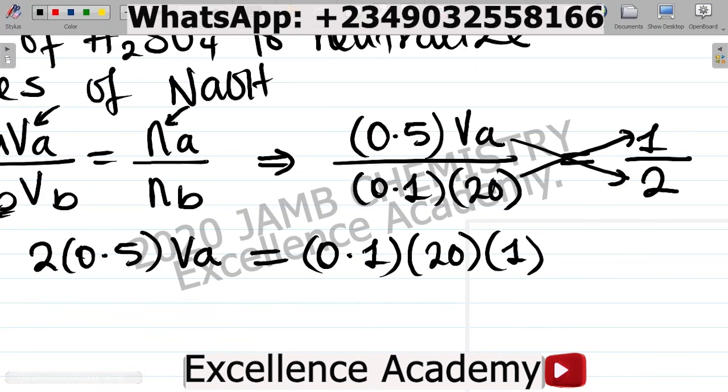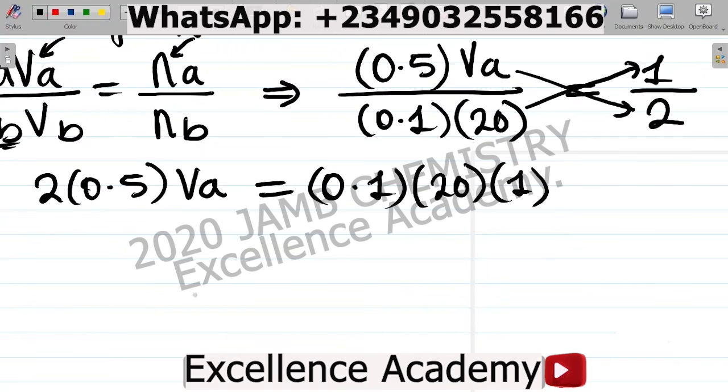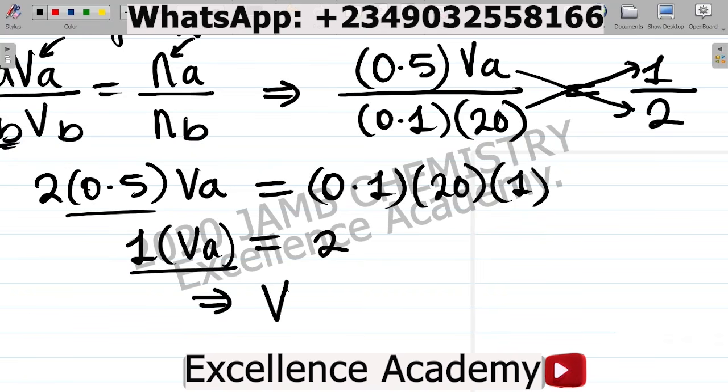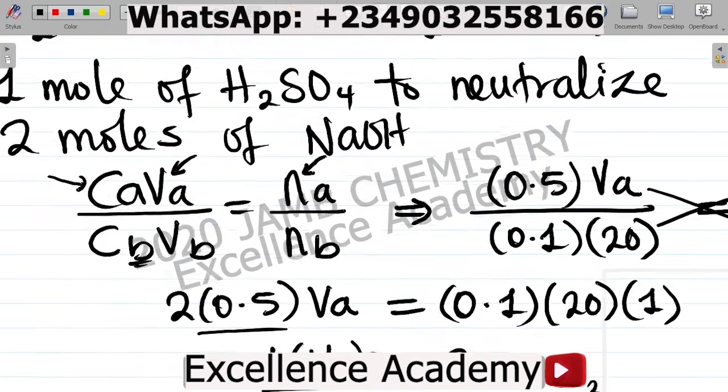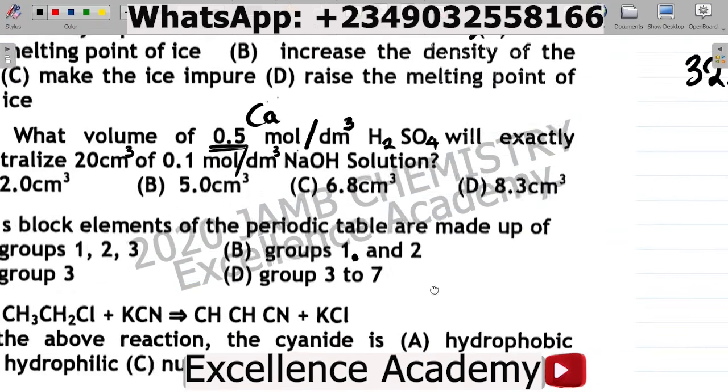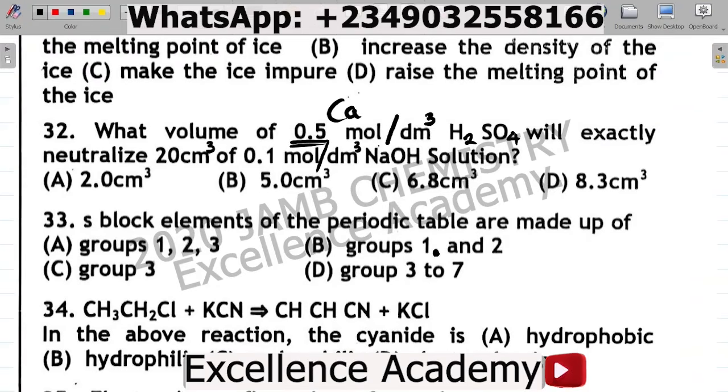All right, let's input these values. What do we have here? Of course, 2 times 0.5 is 1. So 1 times Va is equal to 0.1 times 20 is 2. 2 times 1 is 2. From here, we'll have that 1 times Va, volume of acid, is equal to 2. Using your units there, 2 cm cube. So let's see which option there is 2 cm cube. Looking at this, the correct answer is A, 2.0 cm cube. So that's the correct answer.